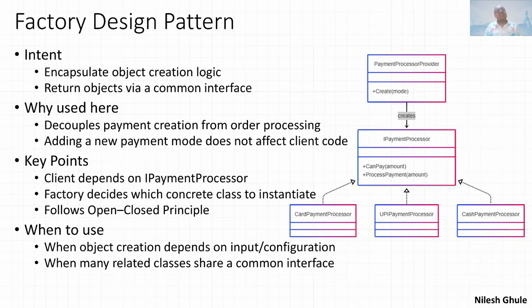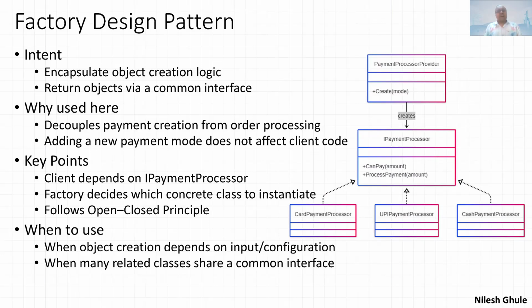When exactly is the factory design pattern used? When object creation depends on the input or configuration. In our case, the payment mode, we can take it from the user. Right now we have hard-coded it into main, but definitely we can take it as an input from the user, or we can put it into the configuration. This design pattern is also useful when many related classes share a common interface, like the payment processor.